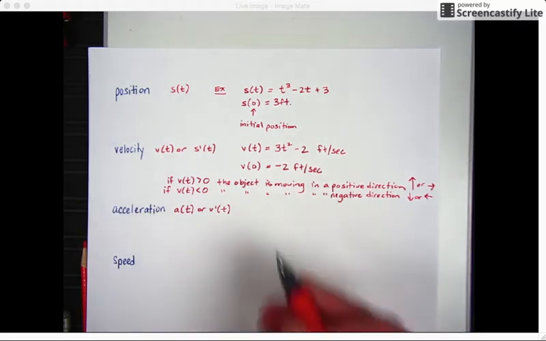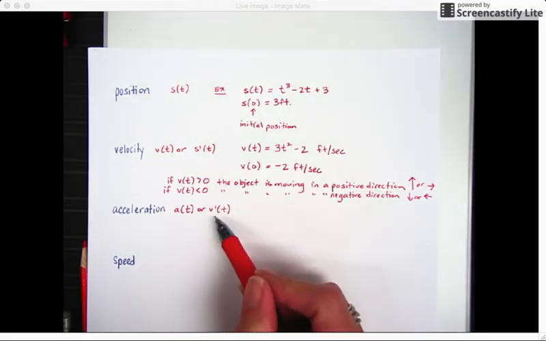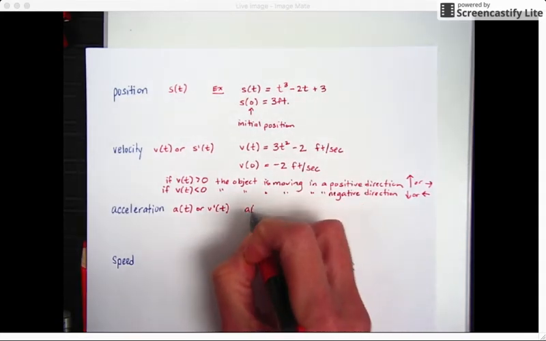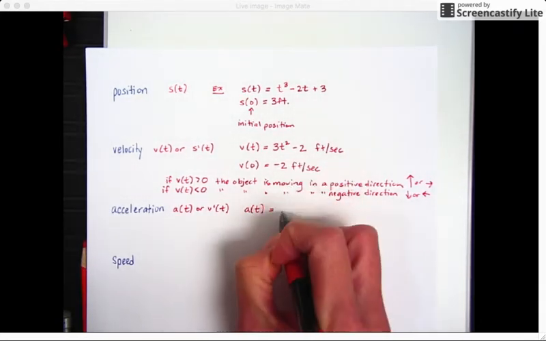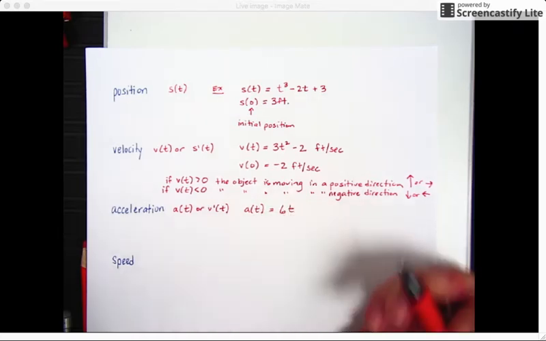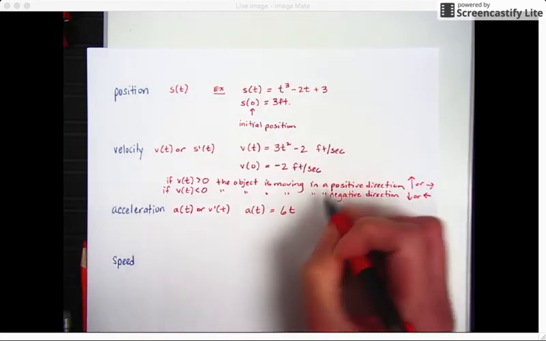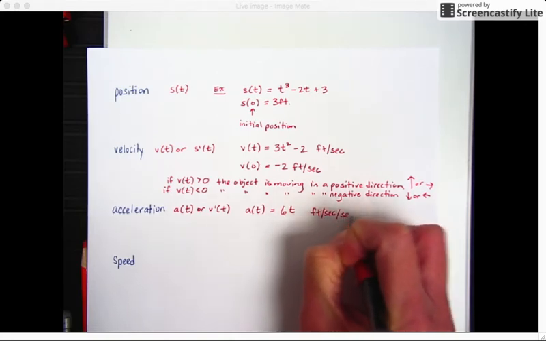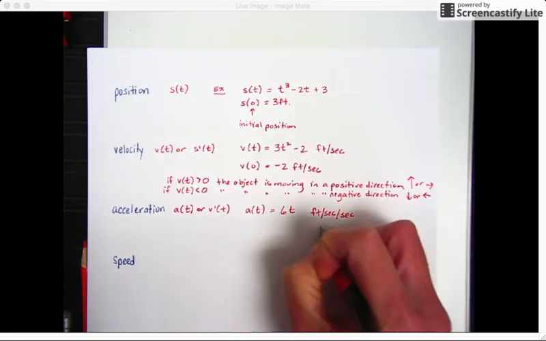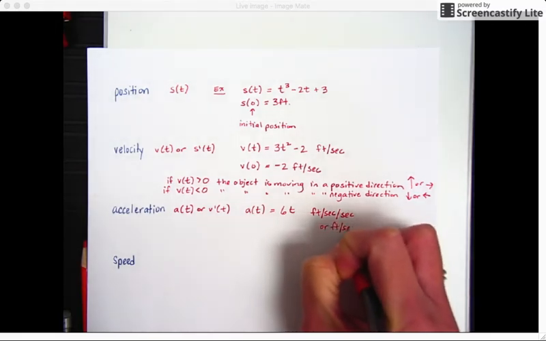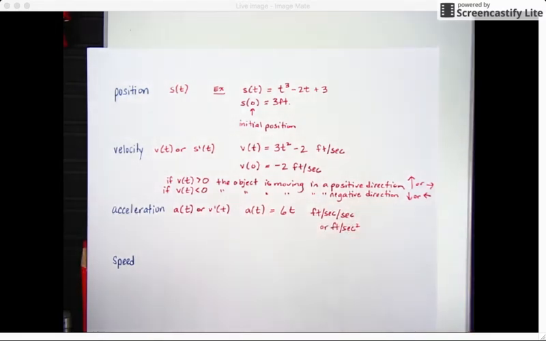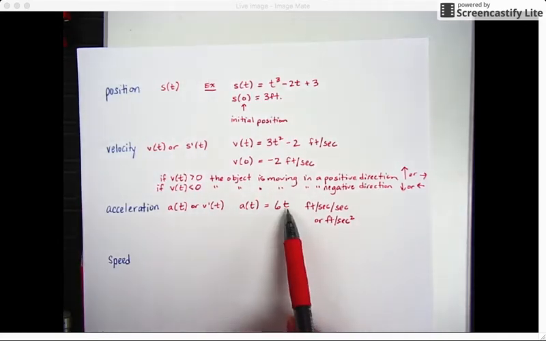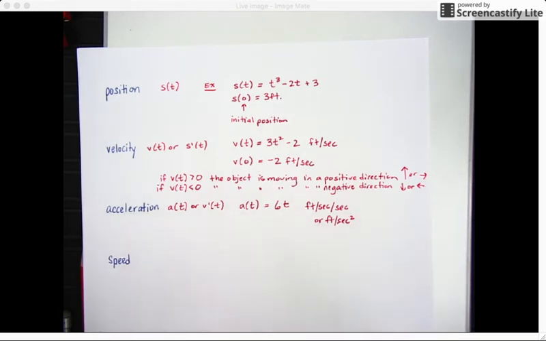Okay. So the acceleration function, if this is my velocity function here, my acceleration function is then 6t. And my units this time is going to be feet per second per second, or feet per second squared. All right. And in this case, your initial acceleration would be 0 if you plug in a 0 in there.